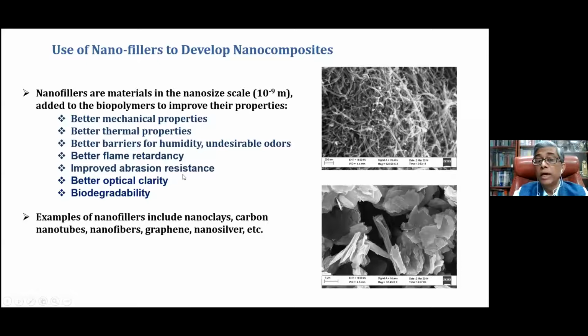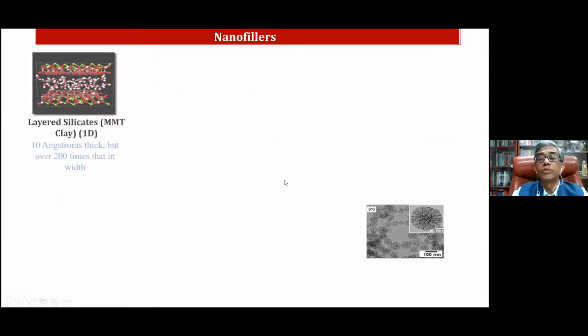Also improved abrasion resistance. You see that in tires it is being used, and we get better optical clarity. A lot of work is going on nowadays on biodegradability. If you have a nanofiller with the polymer, it can make it more biodegradable, and that has also been done. These are the different structures of the nanocomposites and nanofillers, and we can look at them by electron microscope.